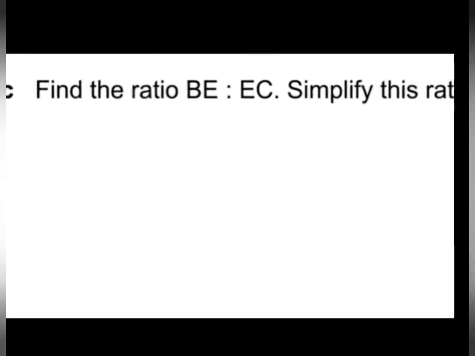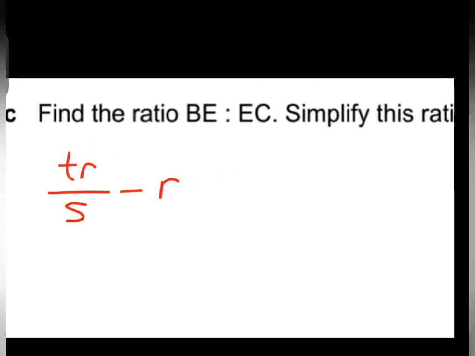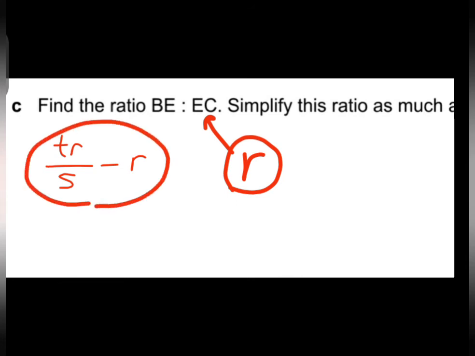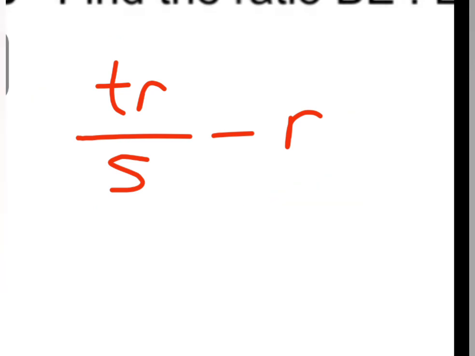Now, BE, as we said, equals what? Equals TR divided by S minus R. Now, this is for BE. And then EC is what? Very good, it's R. Now, we need to try to simplify this so we can simplify it with R. Now, the idea here, we need to find a simpler way to write this. First step we do is what? We put 1 under the R here so we can work with them.